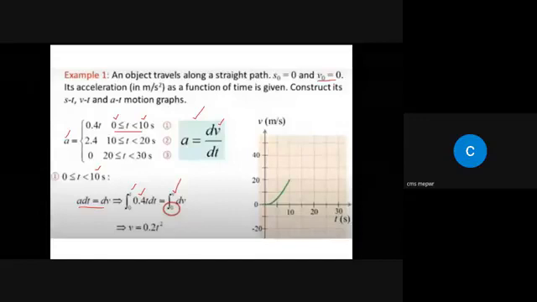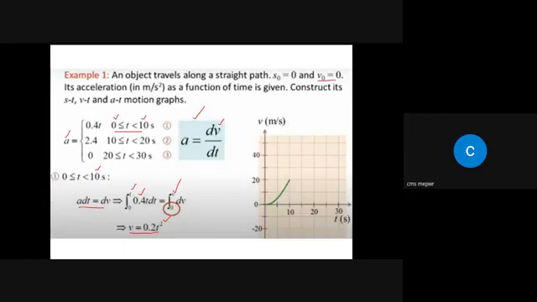When you integrate this equation, you will get 0.2 t square. If you put the limit from 0 to t, then at t equal to 0 you get 0 velocity. If you put t equal to 1, then 2, then 3, then 4, up to 10. When you put t equal to 10, 10 multiplied by 10 gives 100, and 100 multiplied by 0.2 gives 20. So the velocity will start from 0 and go up to 20.